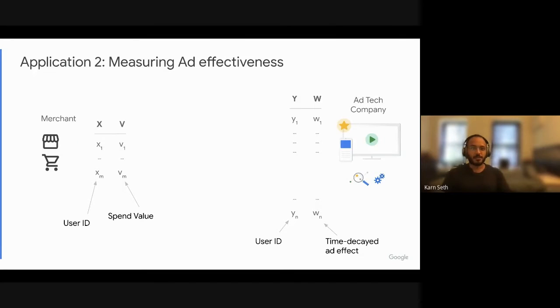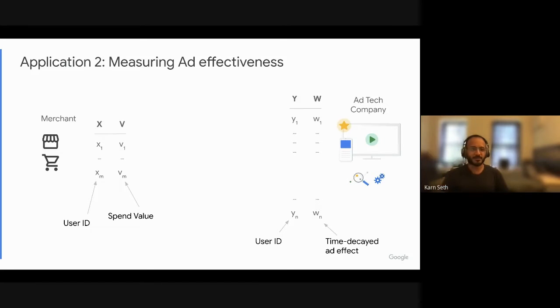Another application is measuring ad effectiveness. Here, suppose you have a merchant who's running an ad campaign and wants to see how effective that ad campaign is in getting users to buy stuff. The merchant on its own would know which users visited their store and how much they spent, at least for the transacting users. And an ad tech company who's running a campaign for this merchant would know which users have seen an ad. And perhaps it also knows a weight which represents how effective that ad is, decayed to the transaction date.